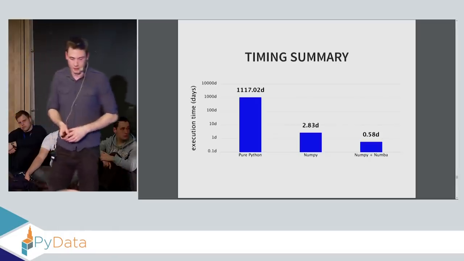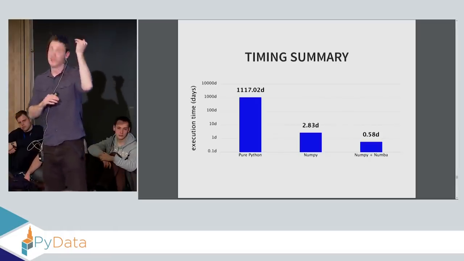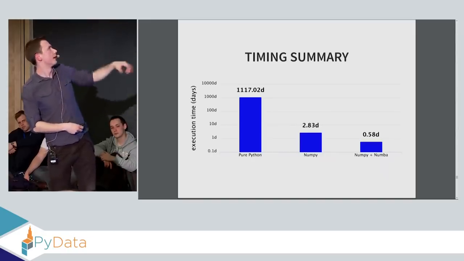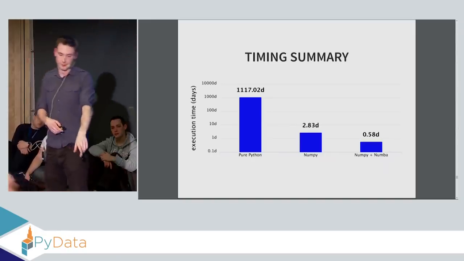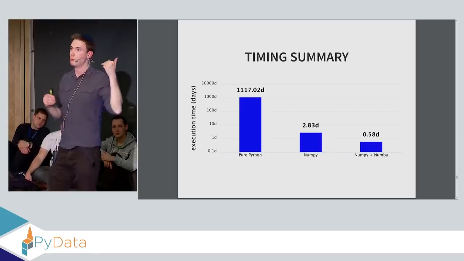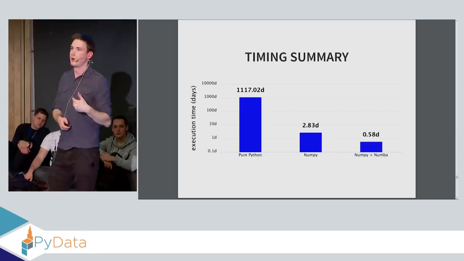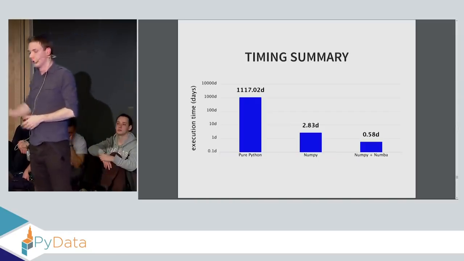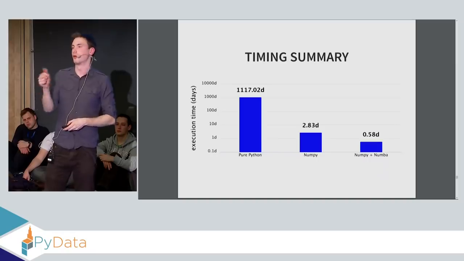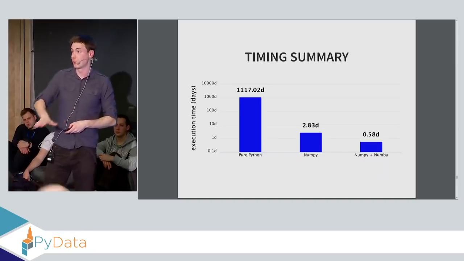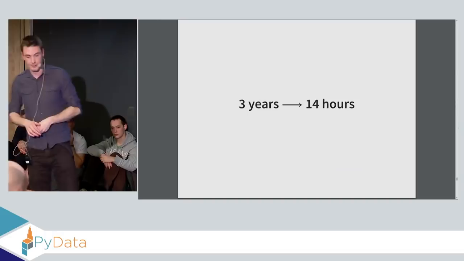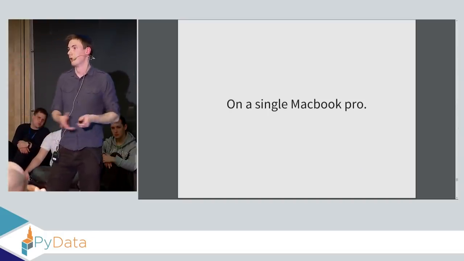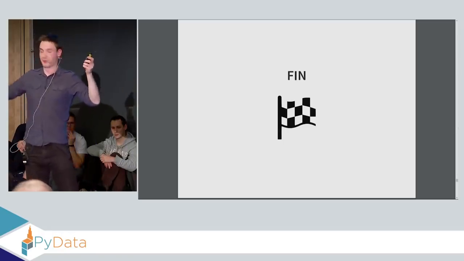So the final timings: our pure Python implementation was ridiculously slow. And this is a logarithmic plot, by the way, hence why they even seem remotely close at all. When we vectorized, we got most of the way there. When we used NumPy where possible, we sped this up very much, but there was still lots of code that wasn't optimized. So we used numba to fill in the gaps where we couldn't vectorize. We've taken it from 3 years to 14 hours, and this is just running on a single MacBook Pro. So yeah, that is pretty much the talk.